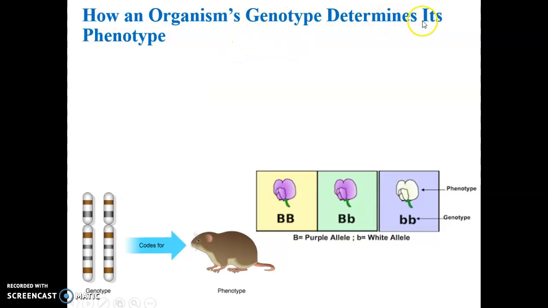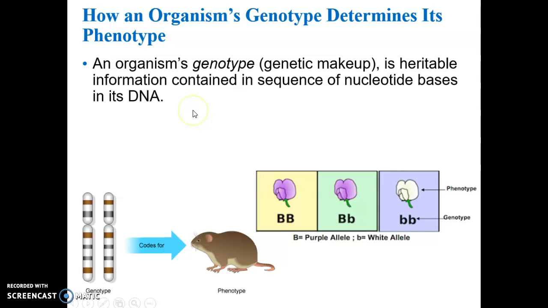So how an organism's genotype determines its phenotype. Back in our previous chapter or two, we talked about how genotype, the genetic makeup of an organism, determines the organism's phenotype, its physical characteristics or traits. And of course, the expression of the genes and the genotype is influenced by the environment. So an organism's genotype, its genetic makeup, is heritable information because it's genes on chromosomes. Remember, different versions of the genes are called alleles. So that information is contained in the sequence of nucleotide bases in the DNA.